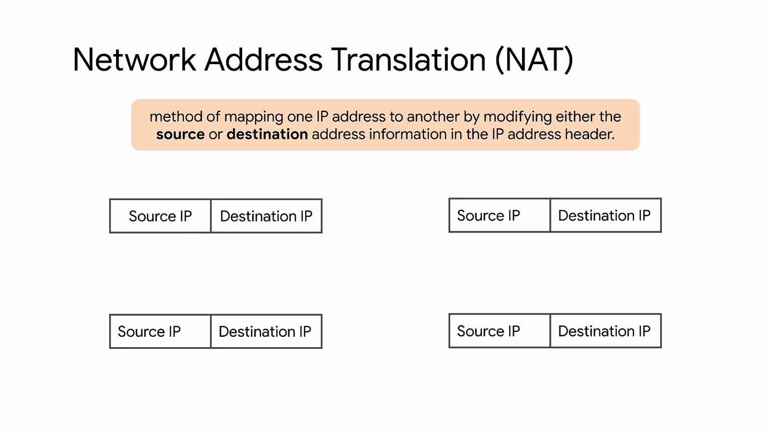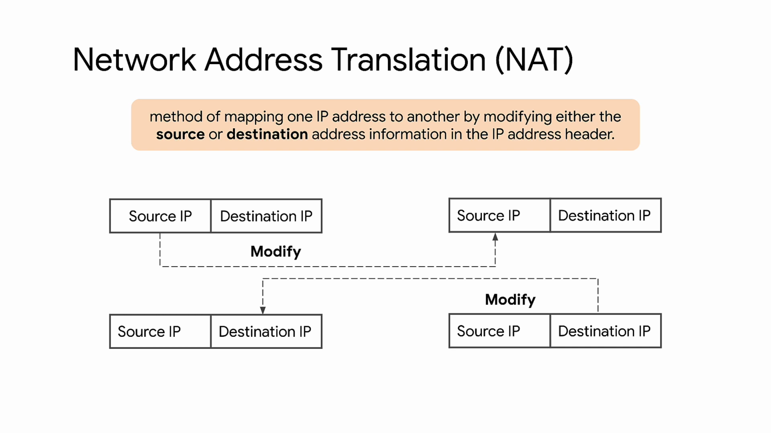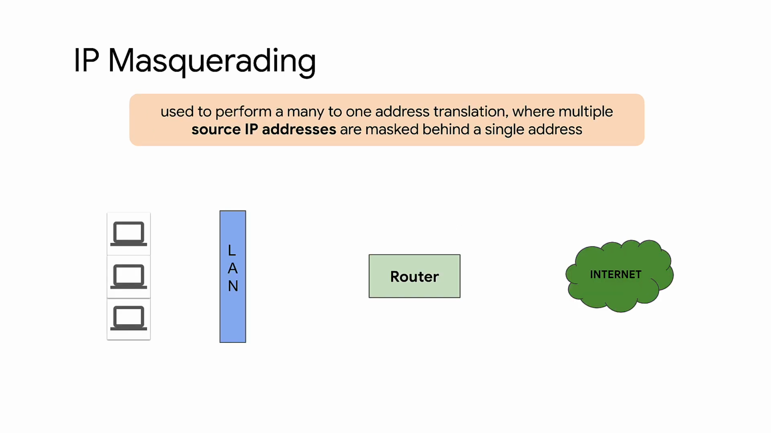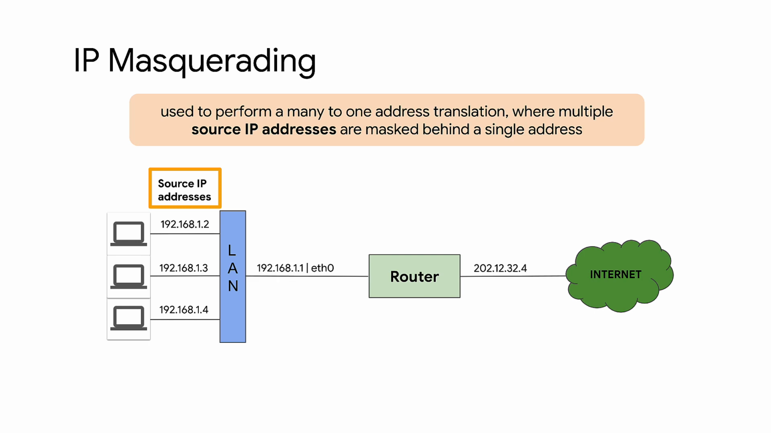Network address translation, or NAT, is a method of mapping one IP address to another by modifying either the source or destination address information in the IP header. IP masquerading is a form of NAT that is typically used to perform many-to-one address translation, where multiple source IP addresses are masked behind a single IP address. This helps improve security and decreases the number of IP addresses your organization needs.